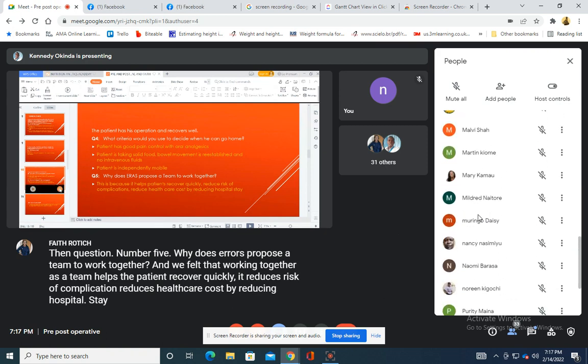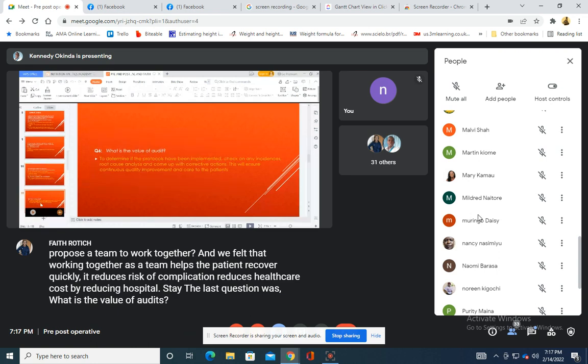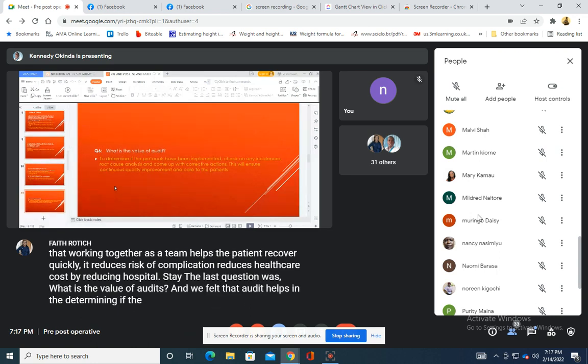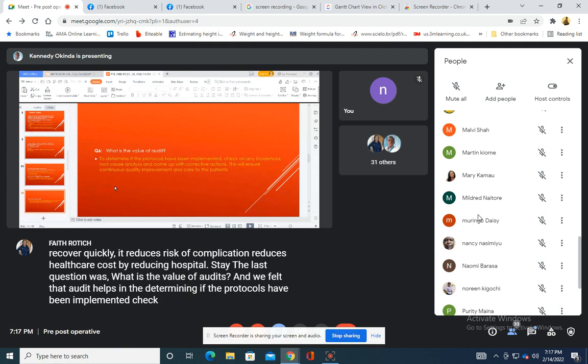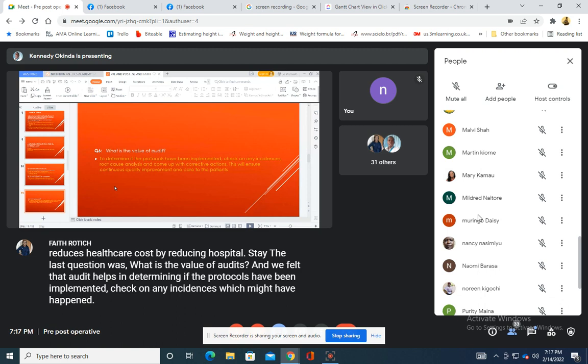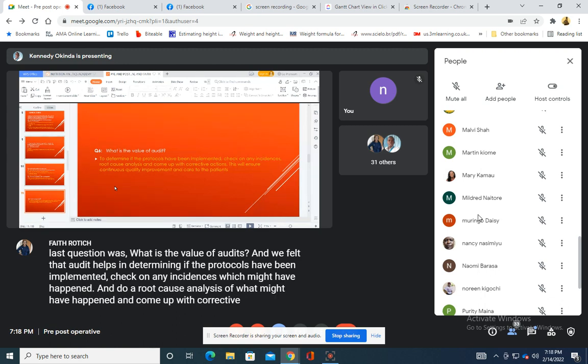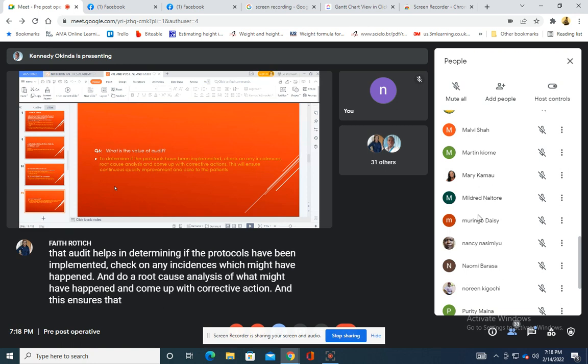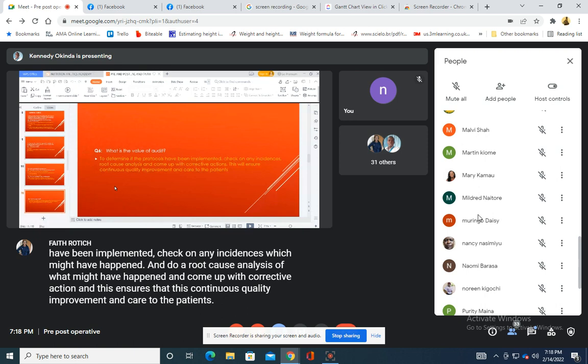And the last question was, what is the value of audit? And we felt that audit helps in determining if the protocols have been implemented, check on any incidences which might have happened, do root cause analysis of what might have happened and come up with corrective action. And this ensures that there's continuous quality improvement and care of the patients. Thank you.